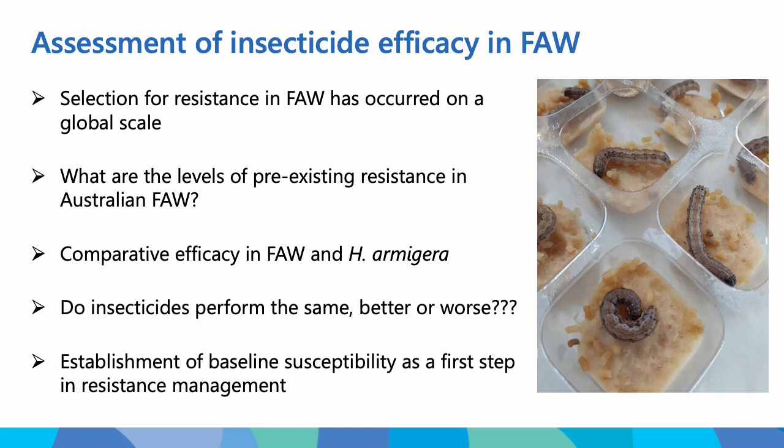So one of the first questions that we wanted to address early on was to find out what the pre-existing levels of resistance were in Australian fall armyworm, and then to determine a baseline or a reference point so that we had the capacity to measure any changes in resistance that might occur over time. So DPI did a study to benchmark insecticide toxicity by looking at the comparative efficacy of insecticides in both fall armyworm and armigera. So in other words, we wanted to find out whether insecticides performed as well in the two species, or whether they performed better or worse in one species compared to another.